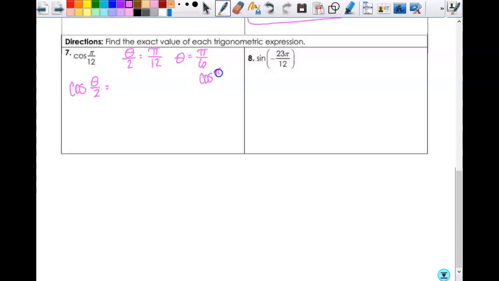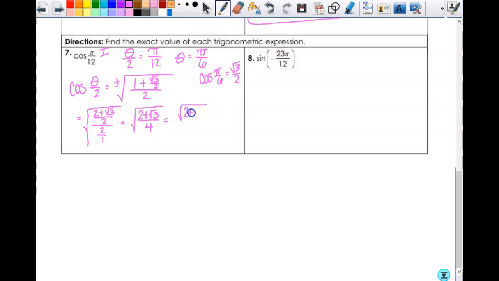The cosine of pi 6ths is square root of 3 over 2. So this is plus or minus the square root of 1 plus cosine, square root of 3 over 2, all over 2. So in the numerator, I'm going to get a common denominator. I can drop this plus or minus because this is in quadrant 1, so this is going to be positive. So the square root of, in the numerator, to get a common denominator, this has to become 2. So 2 plus the square root of 3 over 2, all over 2. And then I can make that 2 over 1, it's all under the square root, multiply by the reciprocal, so I get the square root of 2 plus the square root of 3 over 4. So then I can take the square root of the denominator, and that's the square root of 2 plus the square root of 3 over 2, and that is the cosine of pi 12ths.